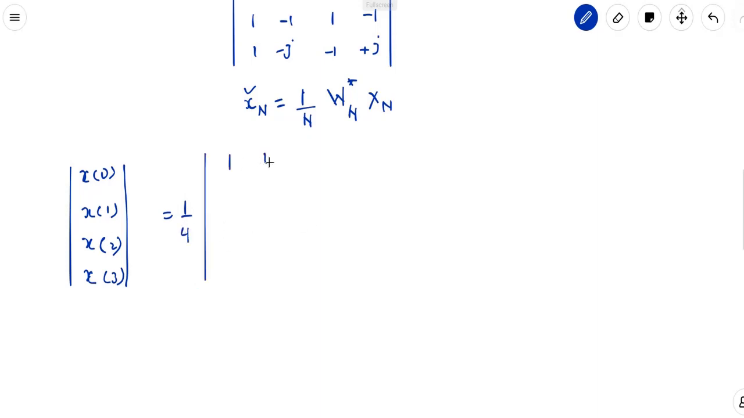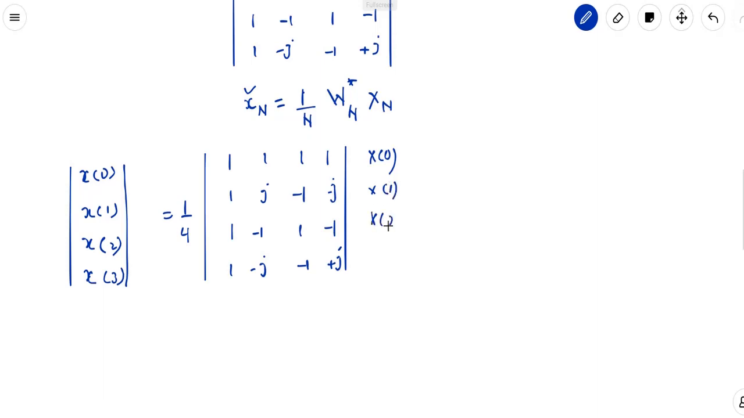This is 1 1 1 1, 1 j minus 1 minus j. So this was 1 minus 1 plus 1 minus 1. So this became 1 minus j minus 1 and plus j. Okay, multiplied with x of k, that is x of 0, x of 1, x of 2, and the last value is x of 3.